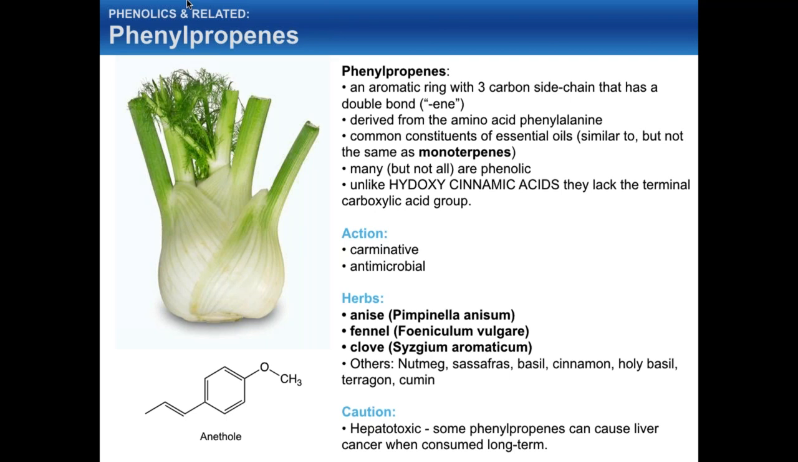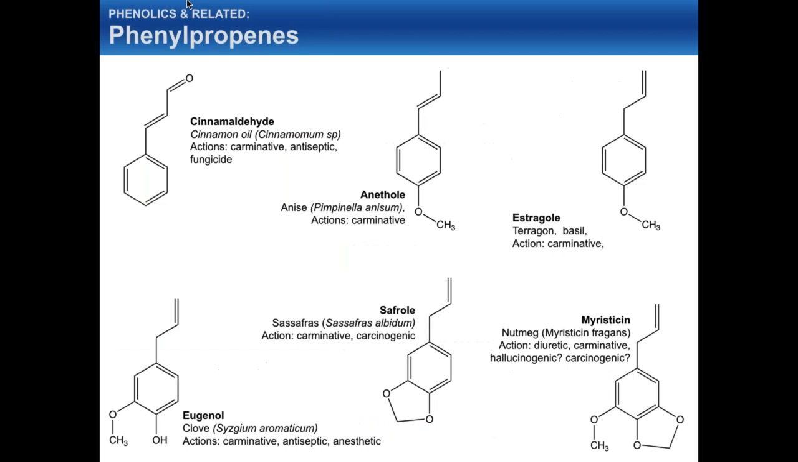Now, one thing to be aware of is that some of these phenylpropenes have the potential to be toxic to the liver. And the hepatotoxic compounds usually have the double bond at the terminal end. One thing I've observed is if you look at, for example, safrole, this was one of the active ingredients in the original root beer. When root beer was made from sassafras in the past, people started getting liver problems and liver cancer, and it was associated with this safrole compound. Consuming high amounts of these essential oils can cause liver damage, and long-term consumption can cause liver cancer.